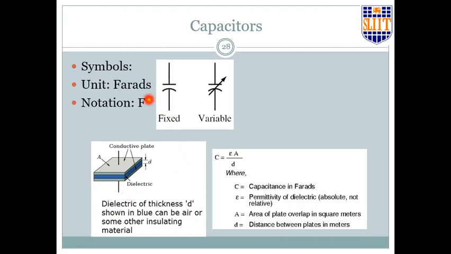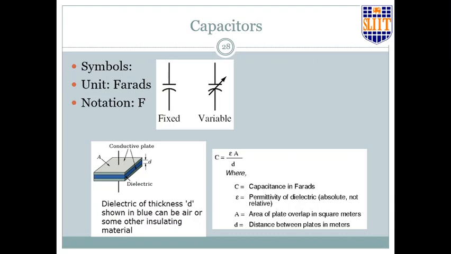The unit of measurement is the farad, named after a scientist, so the notation is capital F. The capacitance C is epsilon A over d. Epsilon is the permeability of the dielectric, or the dielectric constant of the material in between, A is the cross-sectional area, and d is the distance between the two plates.